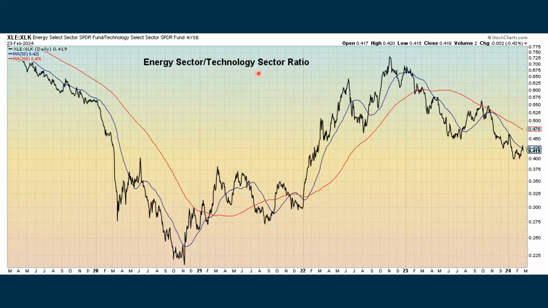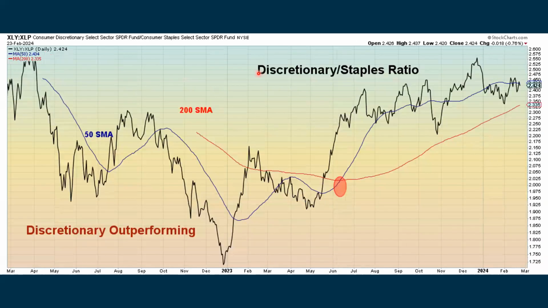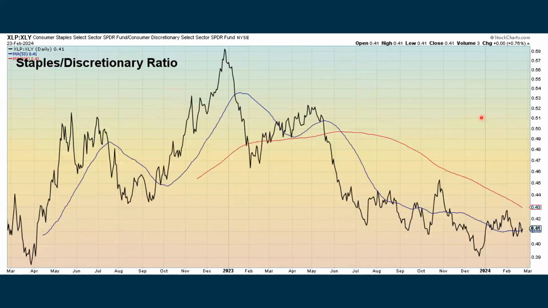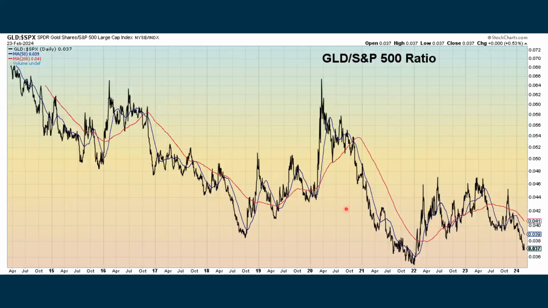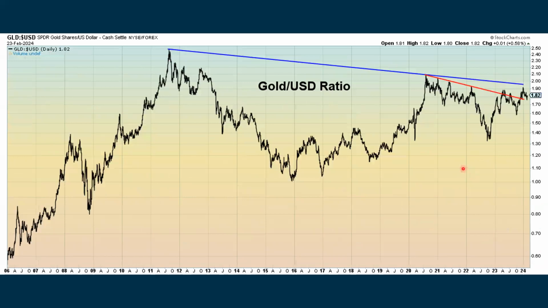This is another chart of the energy to tech sector. I meant to put a different chart in there. And this shows, even though discretionary has been having some problems, it's still outperforming staples when we do a ratio. And this is also showing how staples are underperforming. Gold continues to underperform the S&P, and gold is also underperforming the dollar.